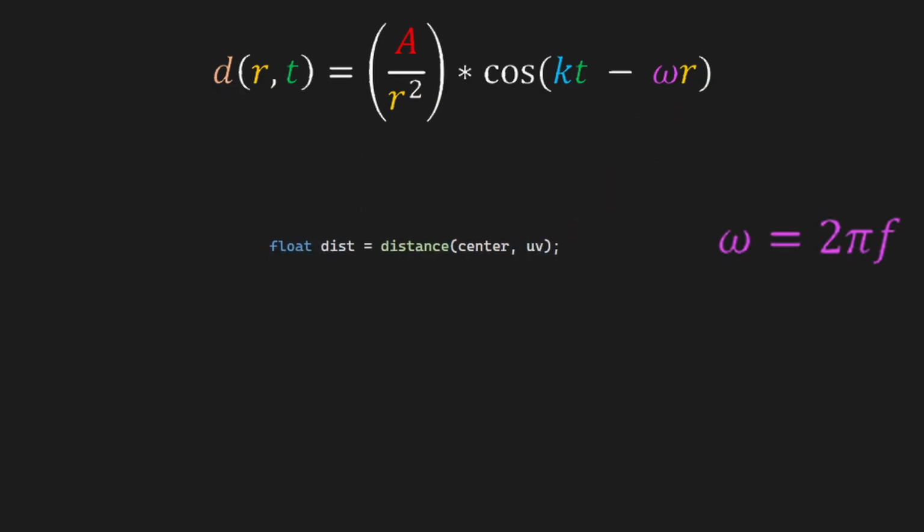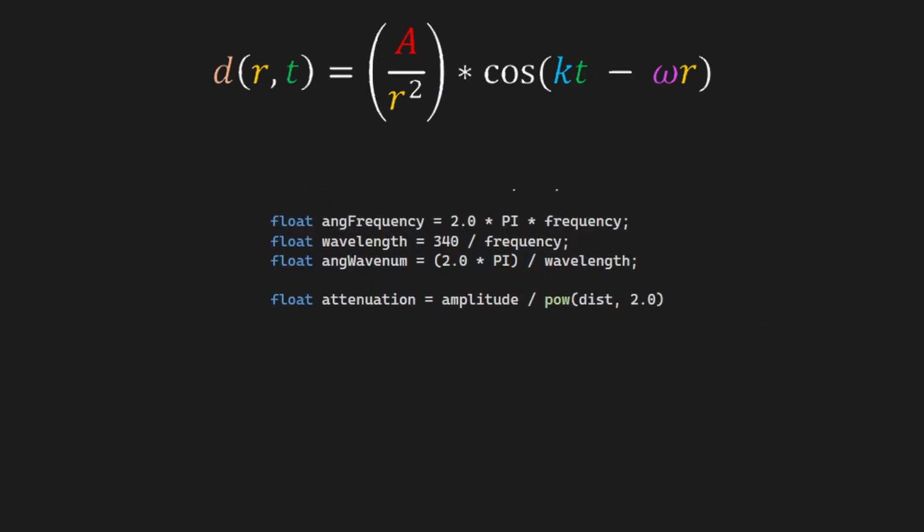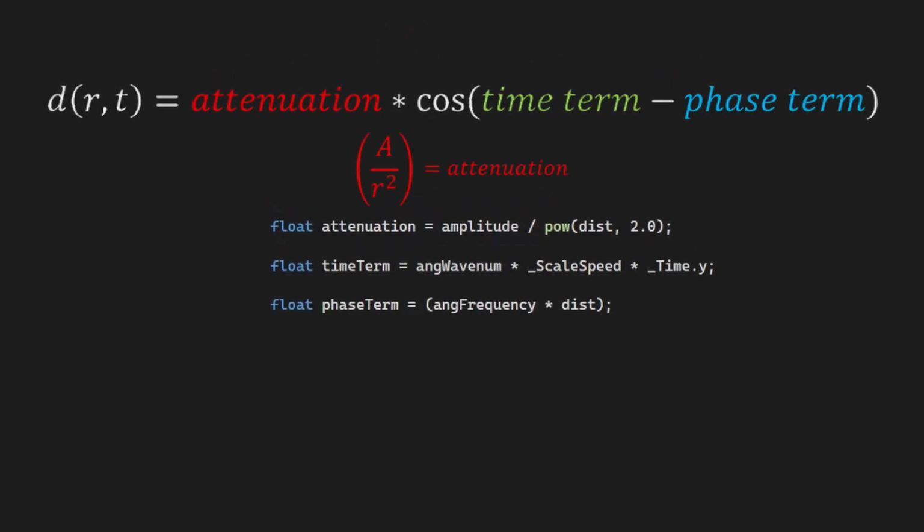We want to get the angular frequency, which is what we defined as 2 pi times the frequency. We want to get the wavelength, which is the speed divided by the frequency, so 340 over frequency. Our angular wave number, which is 2 pi divided by the wavelength. Then our attenuation is equal to amplitude divided by the square of the distance. Time term is angular wave number times scaled speed times time.y, that's normal time. And then our phase term is going to be the angular frequency times the distance.